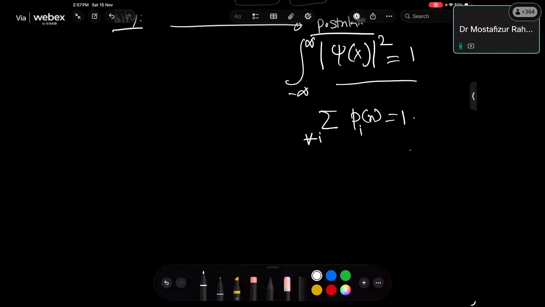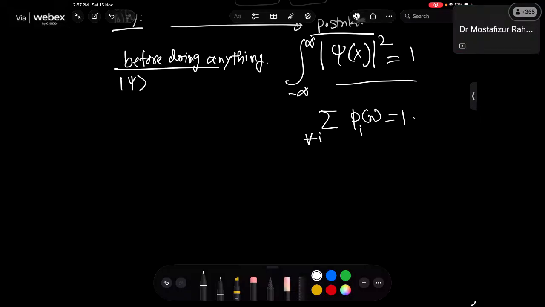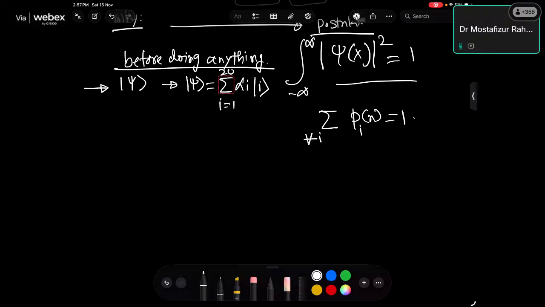Now, suppose my quantum state is ket psi. This is before doing anything, without applying any algorithm, suppose this is your initial state. And what is the representation of the initial state? It is basically alpha_i ket i, for i equals 1 to 20 qubits, for example. For 2 qubits, it is alpha_0 ket 0 plus alpha_1 ket 1. But for 20 qubits it is the sum over i of alpha_i ket i. This is your state representation.